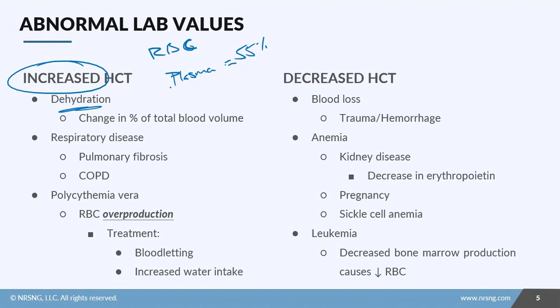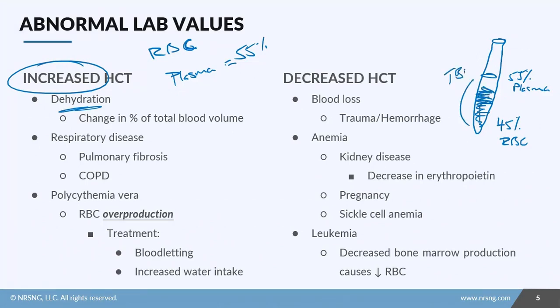So if you have a patient that has decreased plasma, let's draw your tube over here. This is your tube, and this is your red blood cells, and let's say this is 45% red blood cells, and you've got 55% plasma. Let's say your patient is dehydrated. All of a sudden this red blood cell percentage is going to go up because your total blood volume isn't going to change. You just have this higher amount of red blood cells. So this goes up and this goes down, and it's usually pretty mild. So you're going to see these mild changes in percentage.